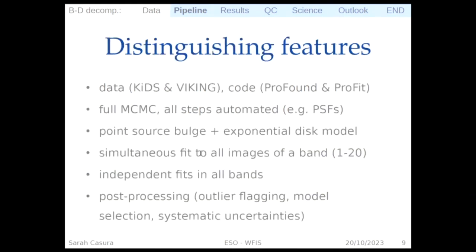Then, okay, just to summarize the distinguishing features again, we use the most recent data, from KiDS and VIKING. We have some new code, ProFound and ProFit. We do a full MCMC, all steps are automated, including the preparatory work and everything. We have a point source bulge plus exponential disk model to capture unresolved bulges in a consistent way. We do simultaneous fits to all images of a band, but independent fits in all bands, which allows us to study the structural parameters as a function of wavelength. And we do quite extensive post-processing, including the flagging of outliers, model selection, assessing systematic uncertainties.